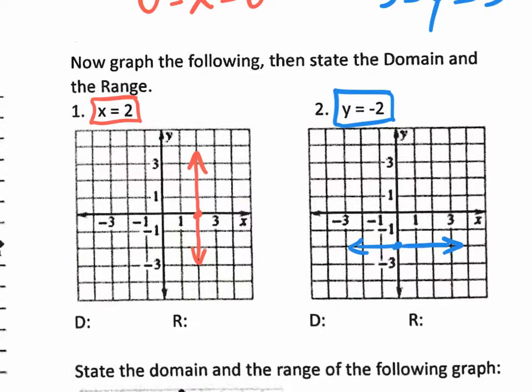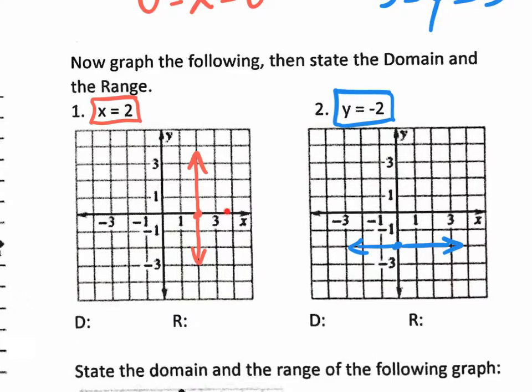Once again, a reminder. X equals a number is a vertical line through the x-axis at that value. Y equals a number is a horizontal line through the y-axis at that value. Are we cool? All right, that's graphing. But now let's take a look at those graphs and let's state the domain and the range.